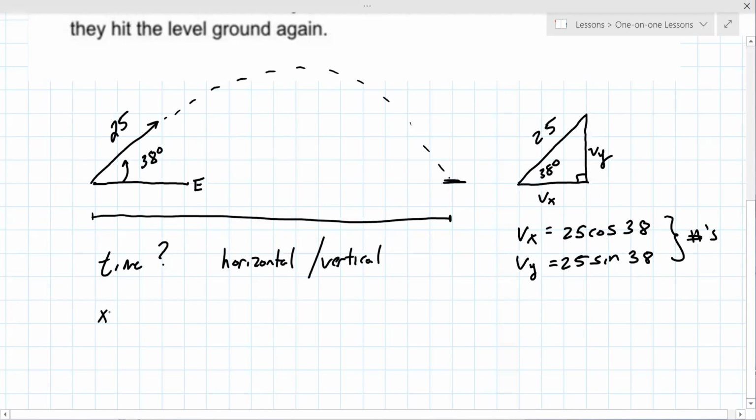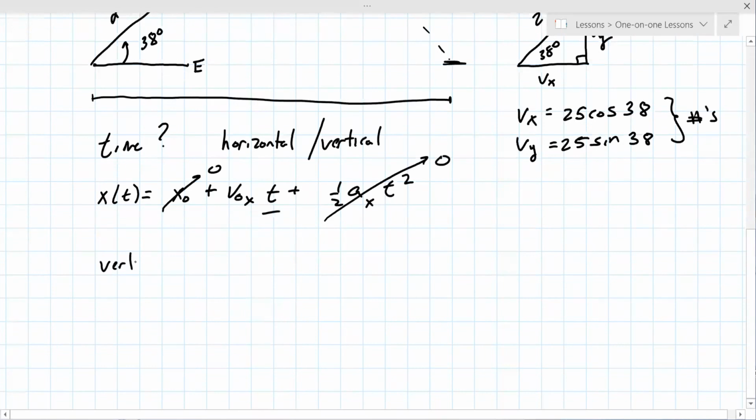The horizontal equation is x as a function of t, x0 plus initial velocity times t plus 1/2 acceleration in the x direction times t squared. The problem here is that acceleration in x is 0, but we don't have time. We know that we need time, so we use the vertical equation. We almost always use the vertical equation for time.